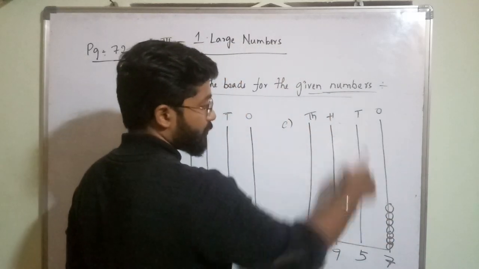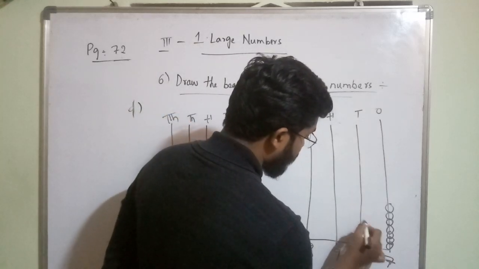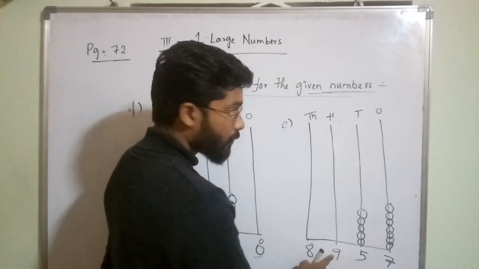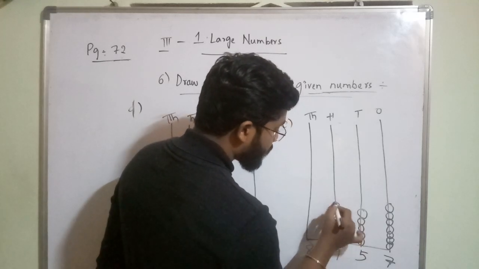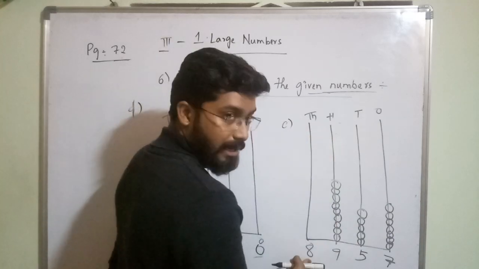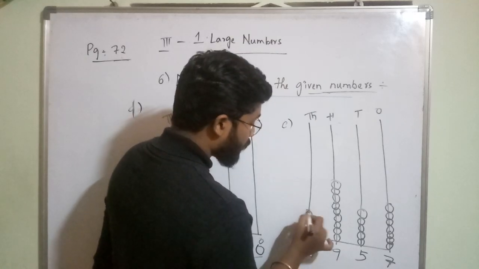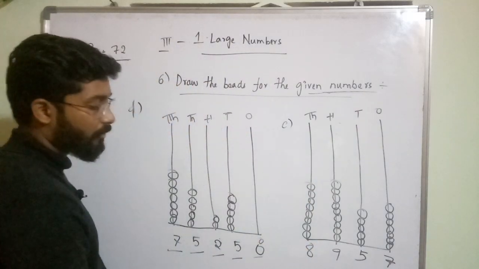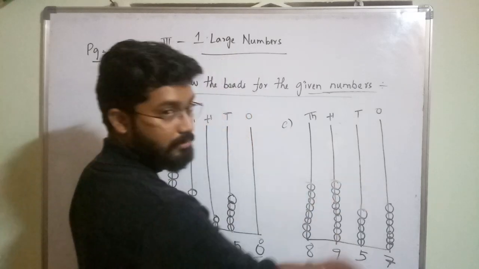Okay. Under the tens rod what you are having? 5, no? So you have to draw 5 beads. 1, 2, 3, 4, 5. Under the hundreds rod you are having 9. Means you have to draw 9 beads in the hundreds rod. 4, 5, 6, 7, 8, 9. These are 9. Under the thousands rod you are having 8. So you have to draw 8 beads in the thousands rod. 1, 2, 3, 4, 5, 6, 7, 8. So this is the final number. What is this number? 8957. We have represented this one in abacus form.